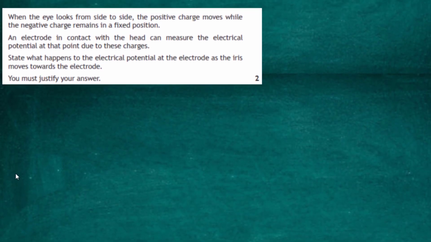Now, when the eye looks from side to side, the positive charge moves while the negative charge remains in a fixed position. An electrode in contact with the head can measure the electrical potential at that point due to these charges. So for 2 marks, we're asked to state what happens to the electrical potential at the electrode as the iris moves towards the electrode.